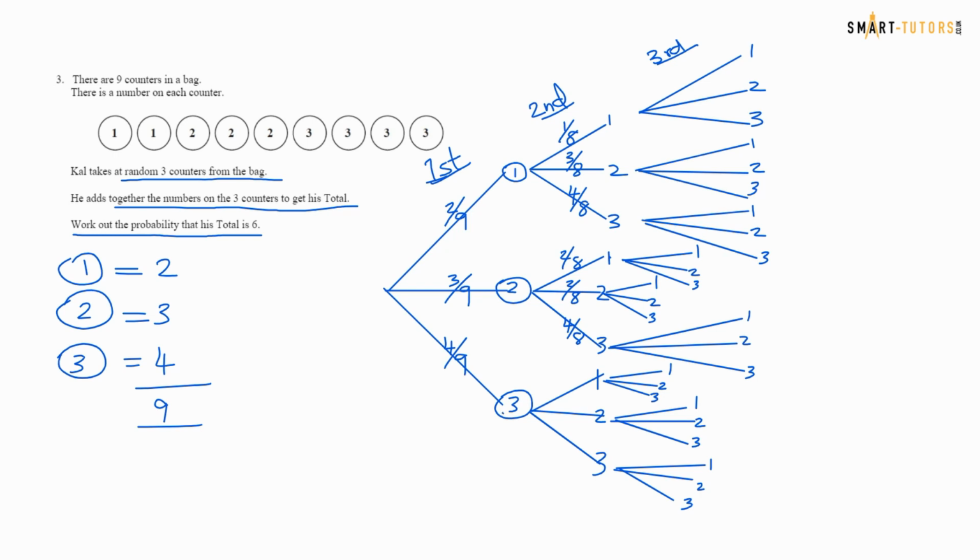Now 3 and 3 is going to be the problem. So 3 counters is 4, and 4 take away 1 is 3 out of 8. The next, 2 and 3, are going to be the same, so 2 out of 8 and 3 out of 8.